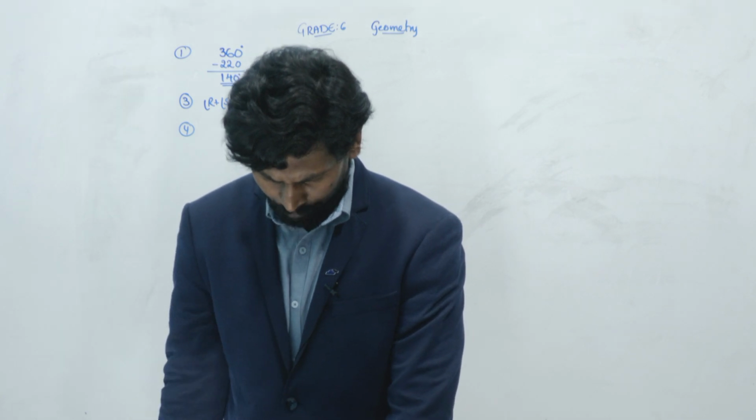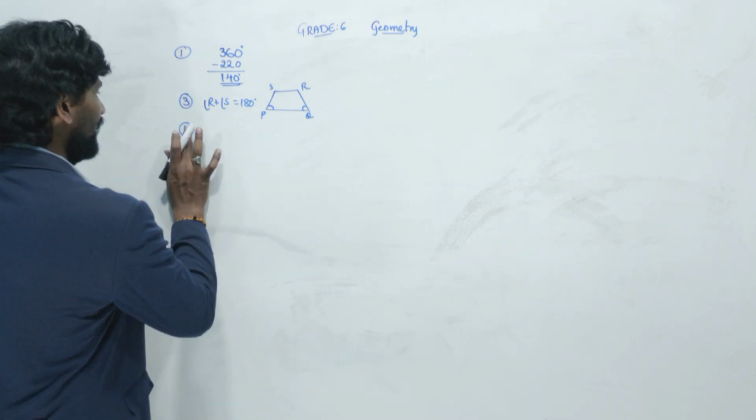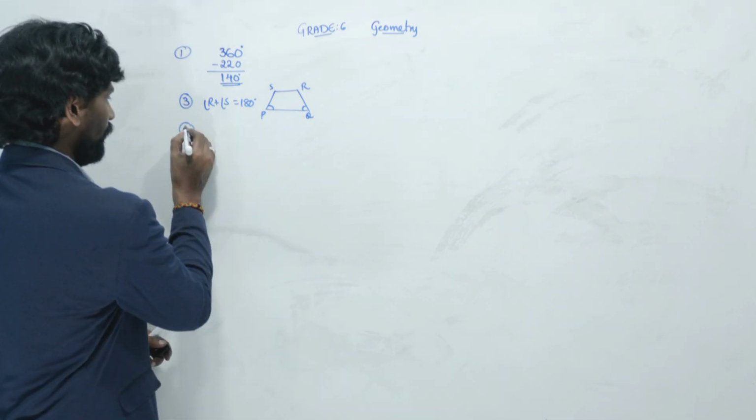PQRS is a quadrilateral. PQS is 290. Then find the R value. Try by your own. Same like first problem. Let us move on to the problem number 5.